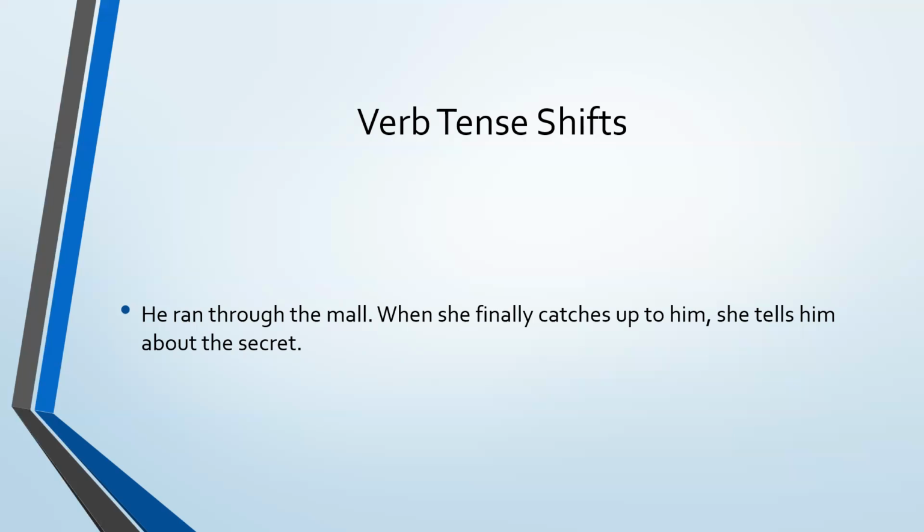And your job is to make sure that all of your writing for a personal narrative is in the past tense. This is because it's already happened, so it needs to stay in the past where it belongs. An example of verb tense shift would be, he ran through the mall. When she finally catches up with him, she tells him about the secret. So we went from ran to catches and tells, past to present.